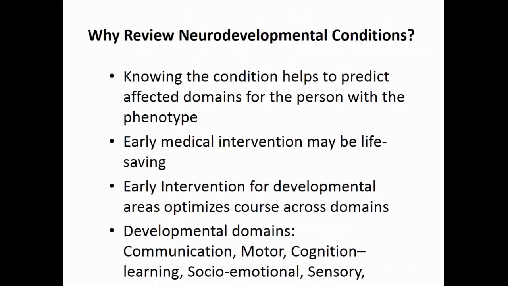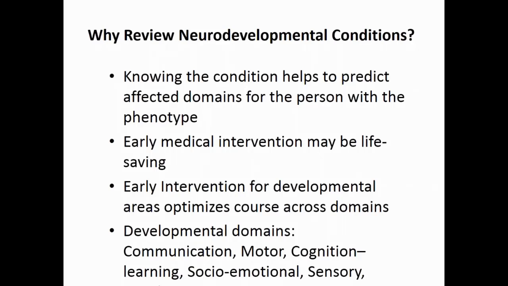So why might it be important to learn about neurodevelopmental disorders? There are many overlaps with autism, and many of these neurodevelopmental disorders have a genetic basis that carry with them affected systems, including medical issues, mental health, and behavioral issues. And in particular, some of the medical issues, knowing about them could be life-saving.